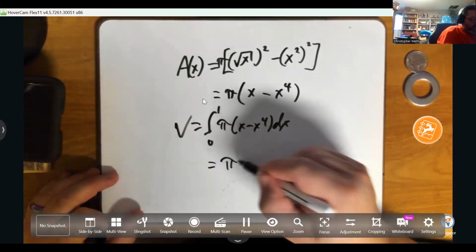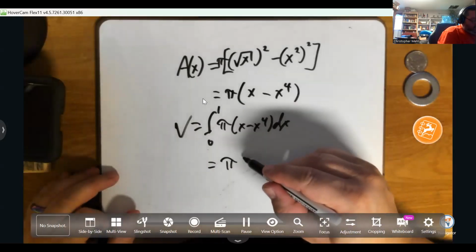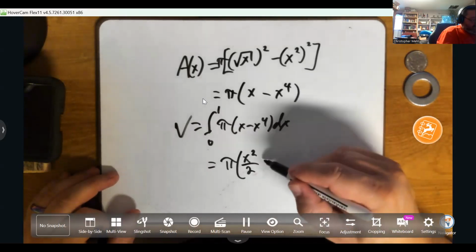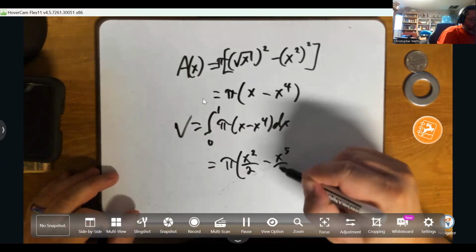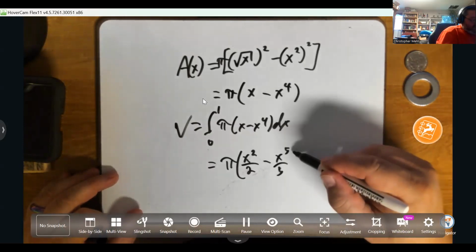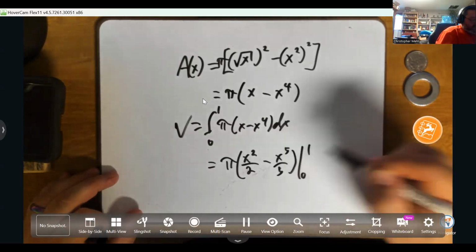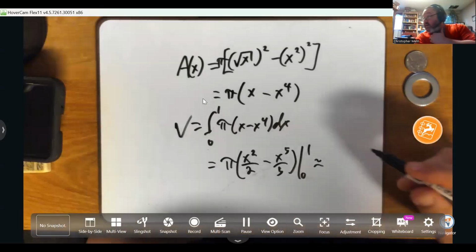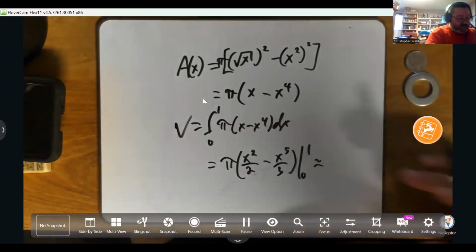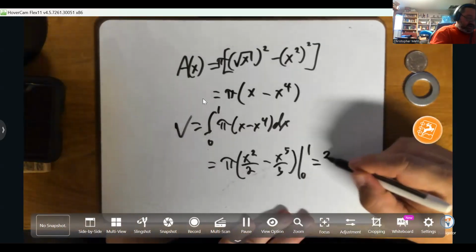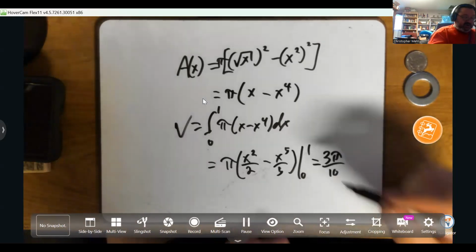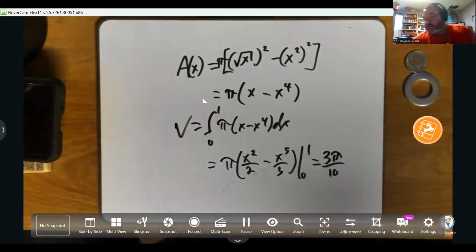And the antiderivative is x squared over 2 minus x to the fifth over 5, evaluated between 0 and 1. And that works out to be 3 pi over 10 precisely.